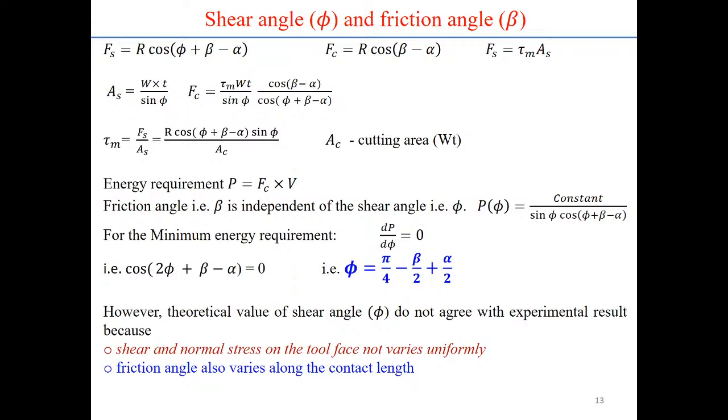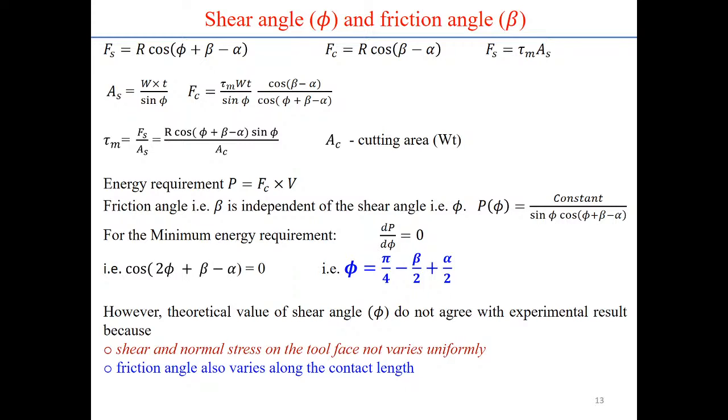Once we minimize this problem, we reach a relation between the shear angle, friction angle, and rake angle: phi equals pi by 4 minus beta by 2 plus alpha by 2. This relation is valid only under the condition of achieving the minimum energy required during the machining process. Only then can you use this relationship.